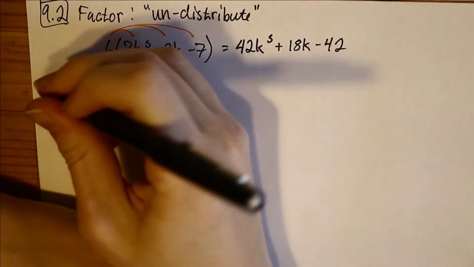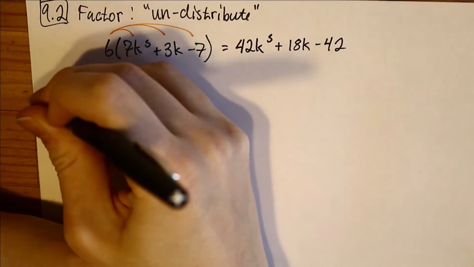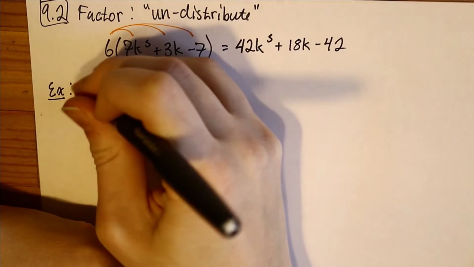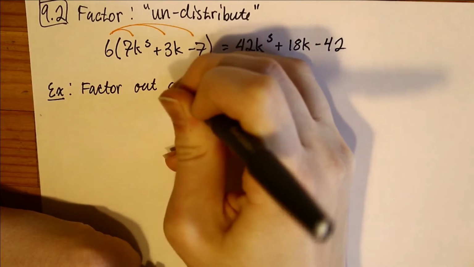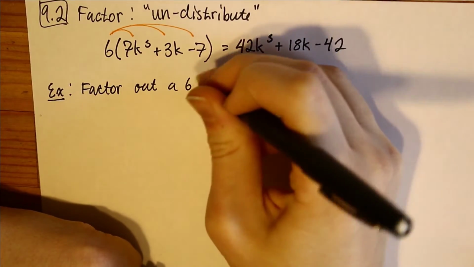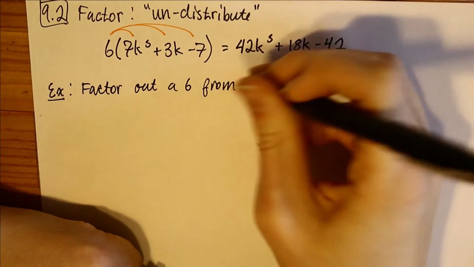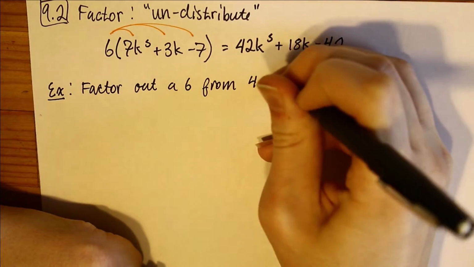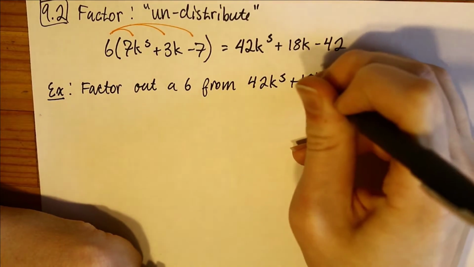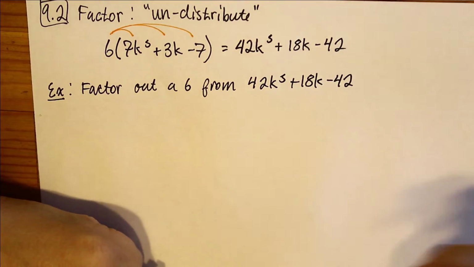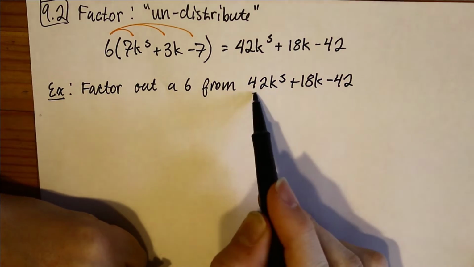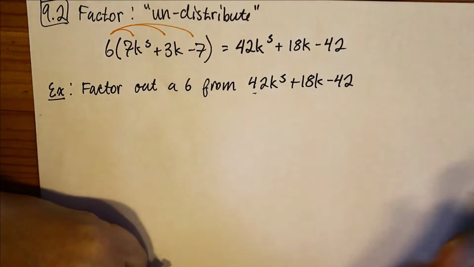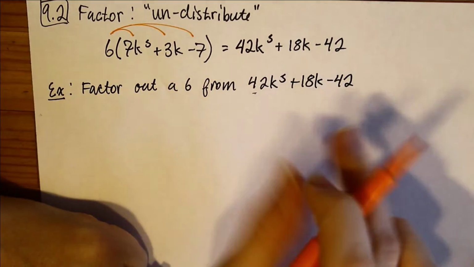Okay, well, they might give us a question that says, hey, I need you to factor out a 6 from, and then they give you that polynomial right there, 42k to the power of 5 plus 18k minus 42. Okay, well, we already know what the answer is. They're asking us, hey, what did this look like before we distributed a 6 to it? So what we're going to do is we're going to pull the 6 back out.